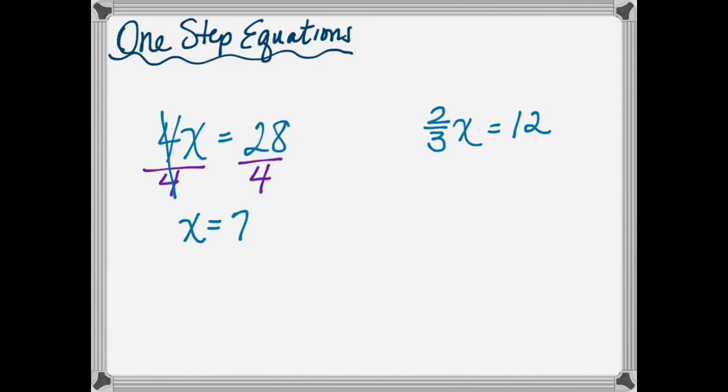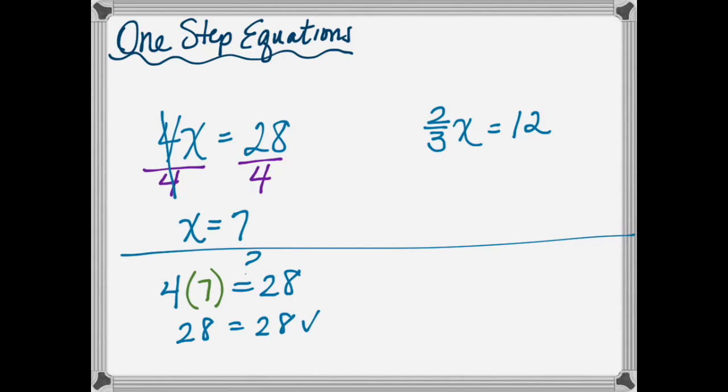We can check that by plugging in our value for x. 4 times 7 equals 28. That's what we're saying. And is that true? And yes, it is. 28 equals 28, and we're good.